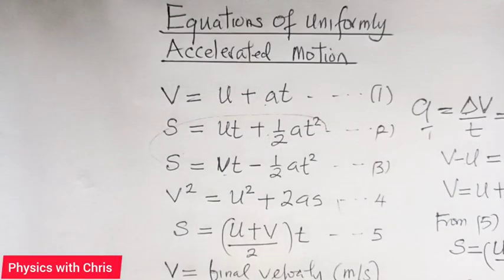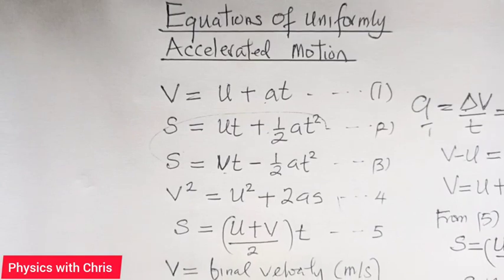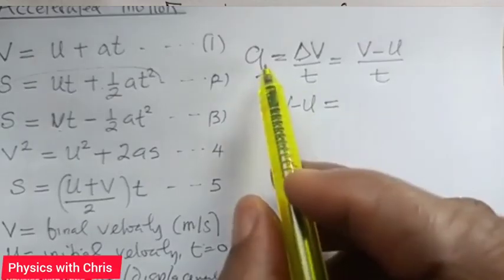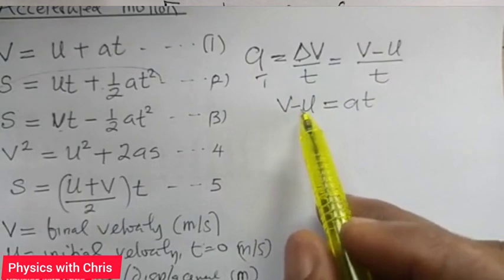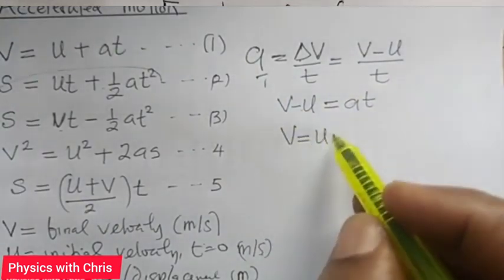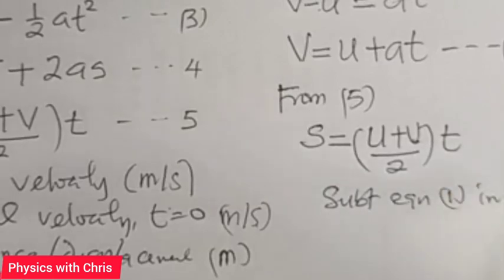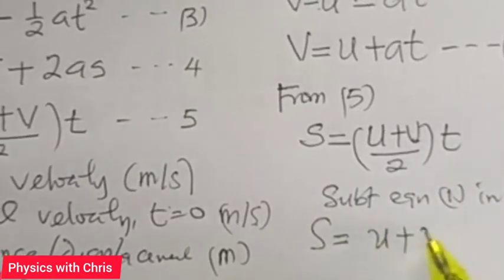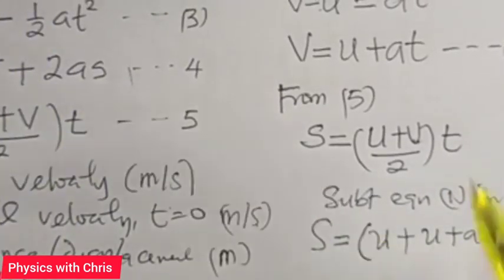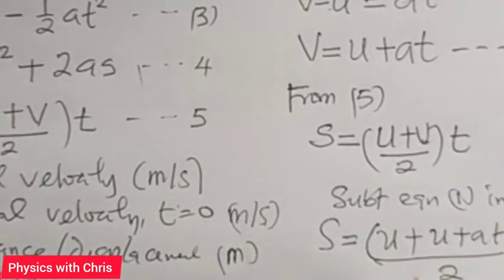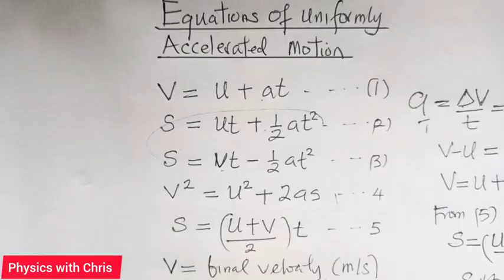In the last video, I went through the derivations of these equations of uniformly accelerated motion. You can see the four equations there, and this last one, which is given by the total distance traveled equals average velocity or average speed multiplied by the time taken. Now the question is how do we apply these equations?